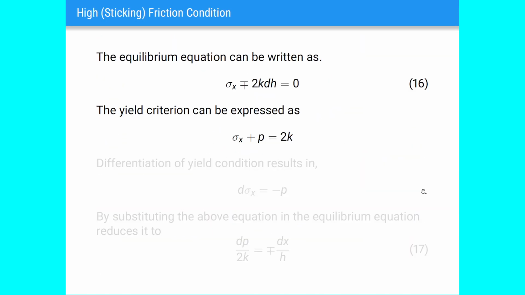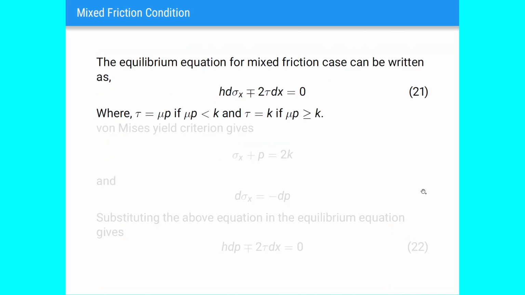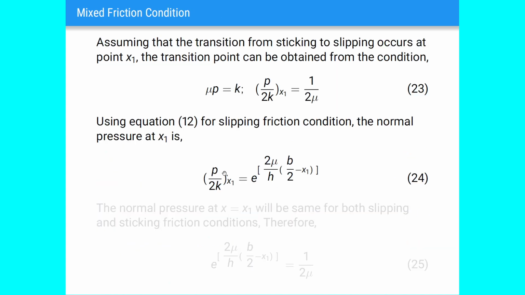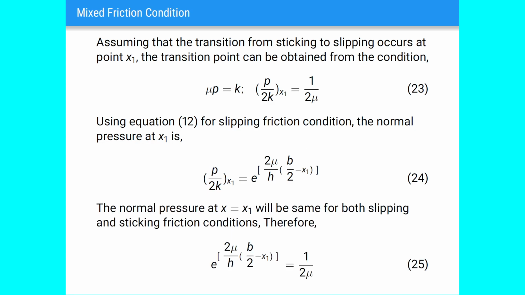Let us move ahead. We have got this term from equation number 12, that p upon 2k at x1 should be equal to e raised to the power twice mu upon h into b upon 2 minus x1. This is the case when we are trying to get the value of p upon 2k at x1 using the slipping friction condition, and this would be the same for the sticking friction condition.